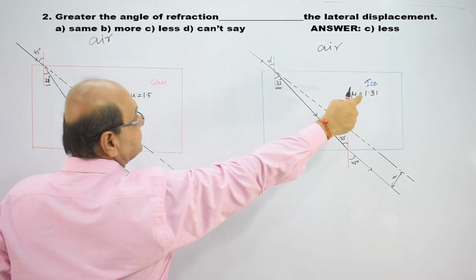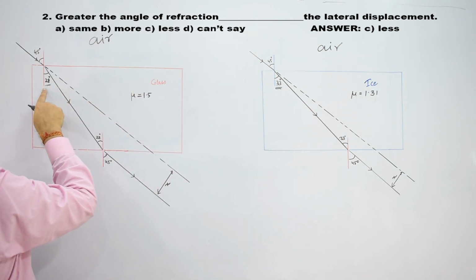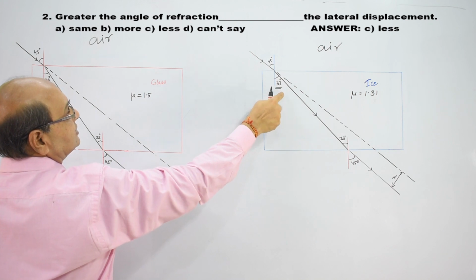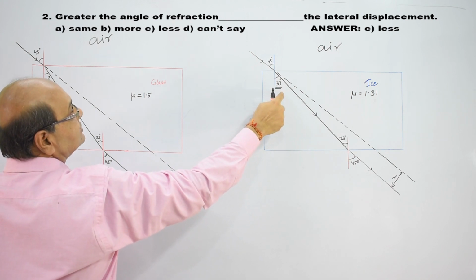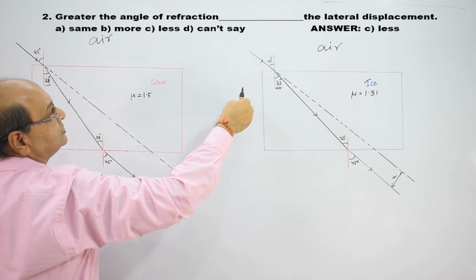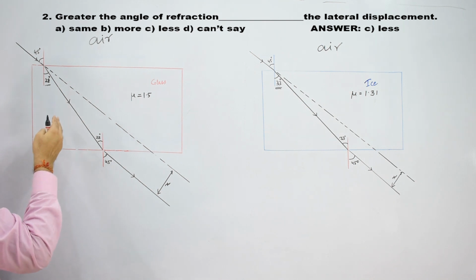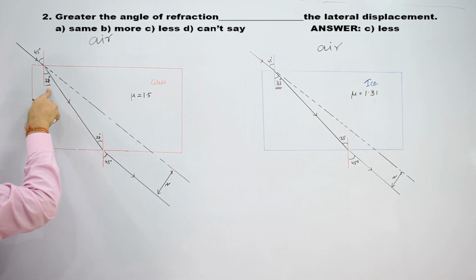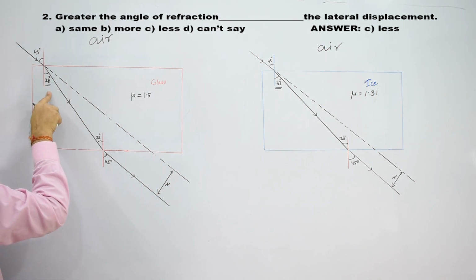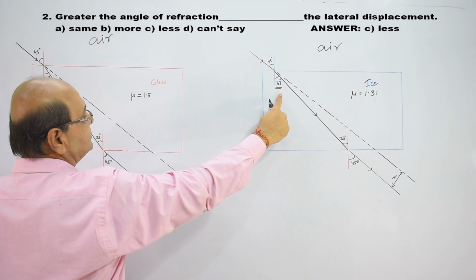Since the refractive index of ice is lesser, the angle of refraction will be greater. The greater angle of refraction means the ray of light is not turning towards the normal too much. Here it is turning towards the normal too much. Therefore, the angle of refraction in case of glass is lesser than the angle of refraction in case of ice.